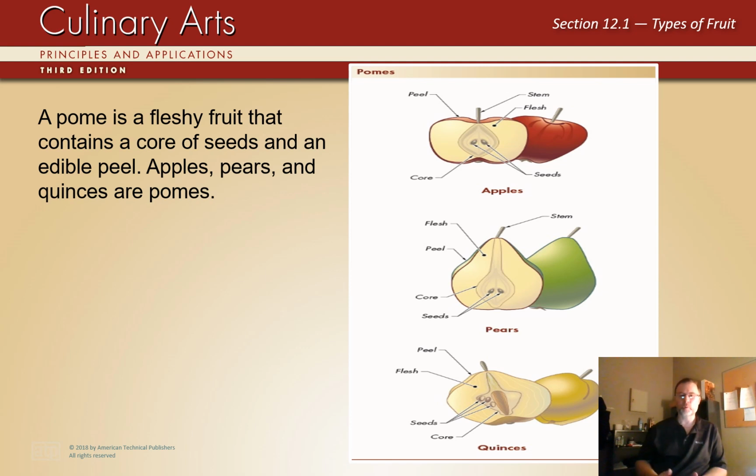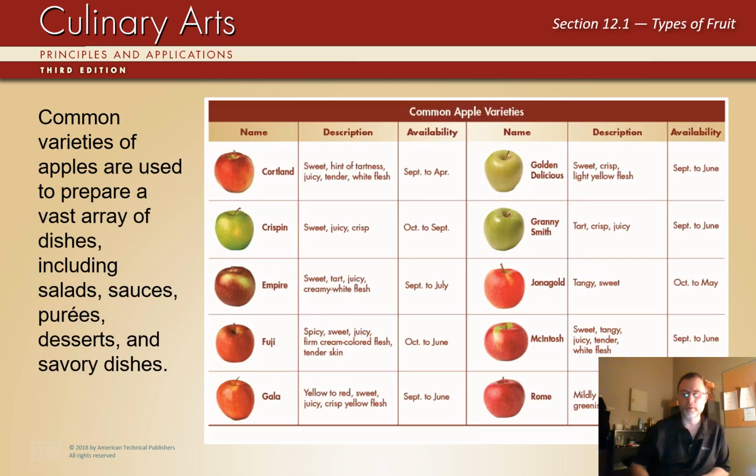A pome, or pomme, is a fleshy fruit that contains a core of seeds and an edible peel. Apples, pears, quinces, and pomes are pomes. So the quinces, we're going to go over that. So we have different types of those, and we're going to go over the different types of pomes that they have. You will see that there are different types of apples.